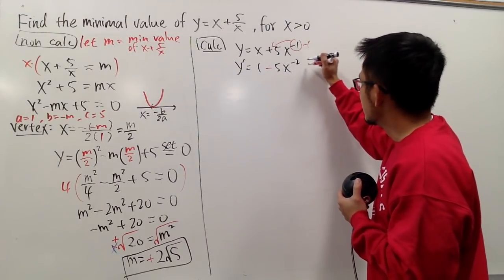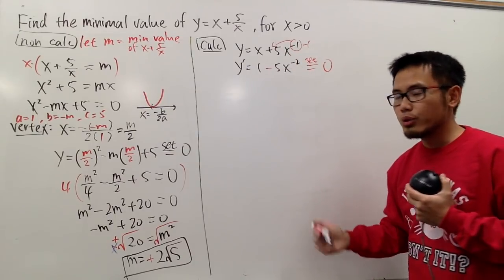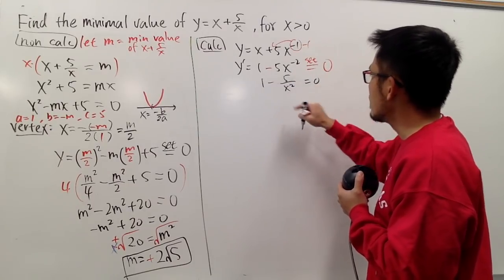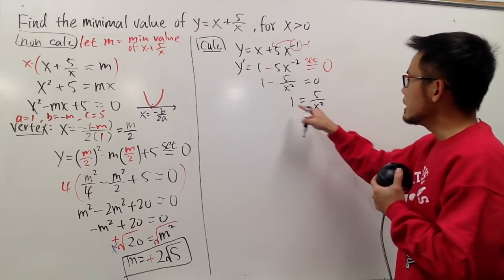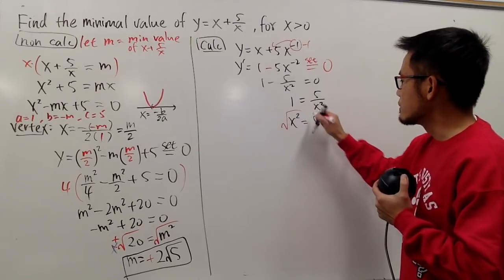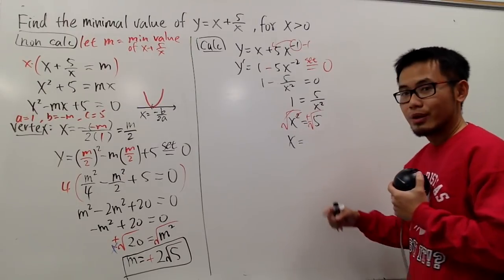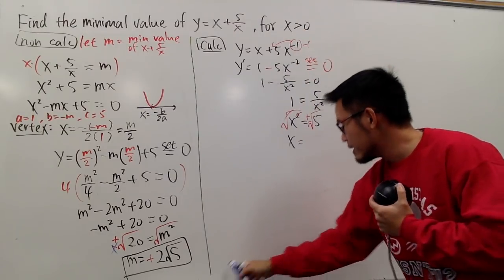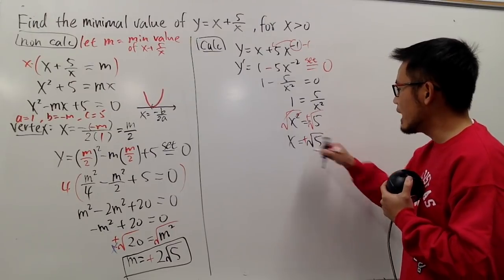And we are going to set the derivative equal to 0 for the critical value. And this is going to be 1 minus 5 over x squared equal to 0. And move this to the other side, we get 1 is equal to 5 over x squared. Multiply x squared on both sides, we get x squared is equal to 5. And then of course, once again, do the square root. Don't forget the plus minus. This is x equal to, well, we don't care about negative square root of 5 because x has to be positive. So we'll get rid of this. We just want to have the positive version of the square root of 5.